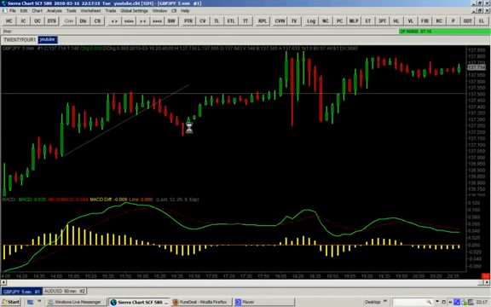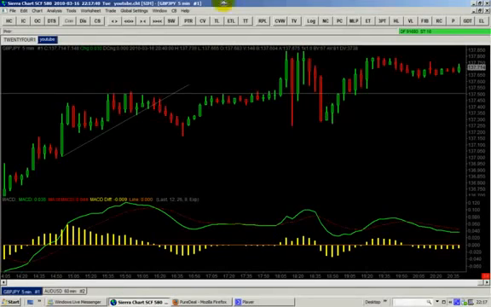This support level here has been retested by this wick. As you can see, this wick is telling us that there were buyers here. So this level has been retested and validated. The price went up again here. And the same level was tested a second time by this long candle and validated again after these two green candles.